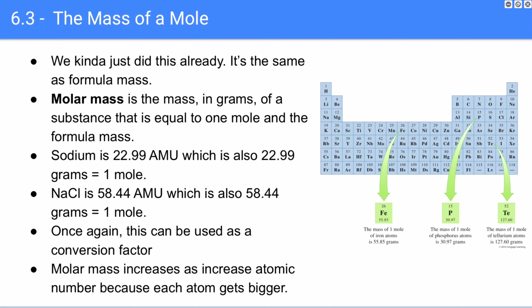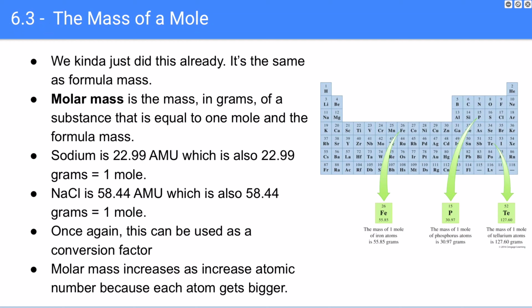Notice that as we increase on the periodic table, the numbers for molar mass get larger, and that's due to the fact that each individual atom is getting bigger. Remember, 1 mole of something is the same number of atoms. It's like the difference in weight between a dozen chicken eggs and a dozen ostrich eggs. You may still have a dozen of each of them, but the ostrich eggs are going to have more mass because each individual ostrich egg is bigger than that of the chicken egg.